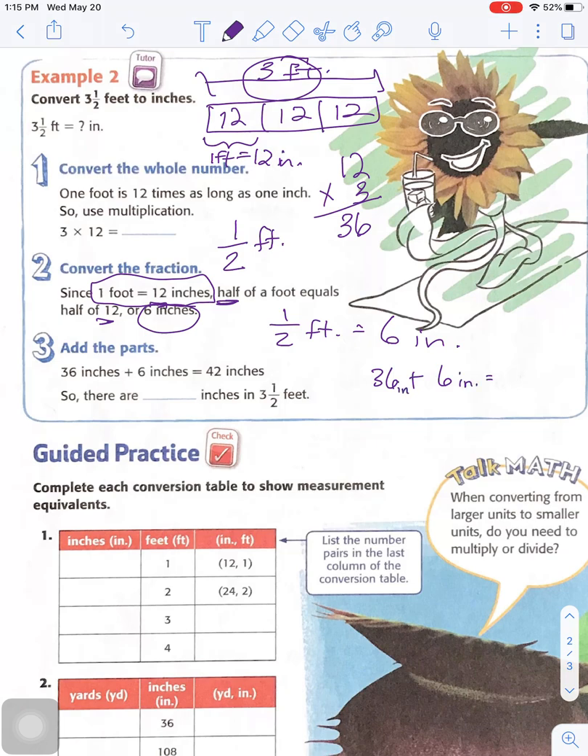So 36 and 6 would be 42. So there are 42 inches in 3.5 feet. Okay, drawing those pictures is going to be really helpful. Those bar diagrams are really nice to help you think about what you're doing. Don't just try to do the math. Really visualize what you're doing there, okay?